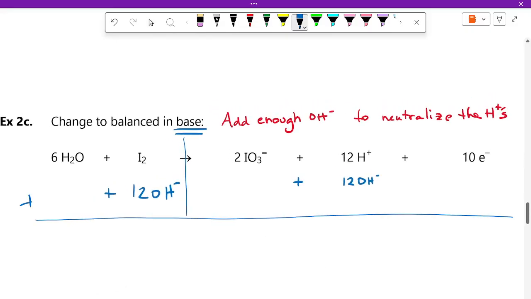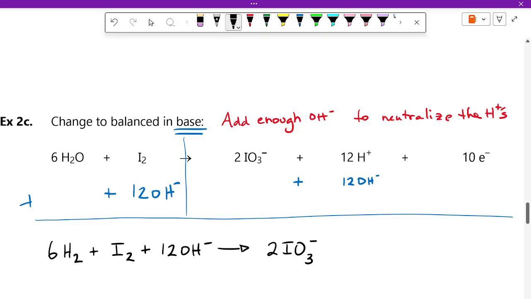add it up. So now we have 6 water plus I2 plus 12 OH minus goes to 2 IO3 minus. Now, instead of writing 12H plus 12 OH minus, what does that become? 12 water plus 10 electrons.